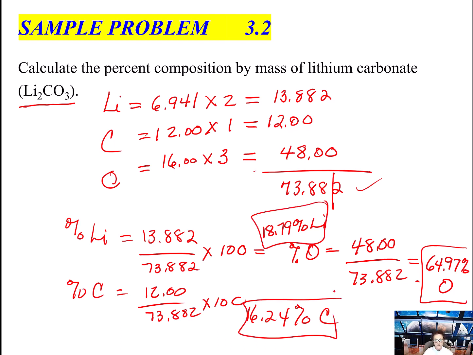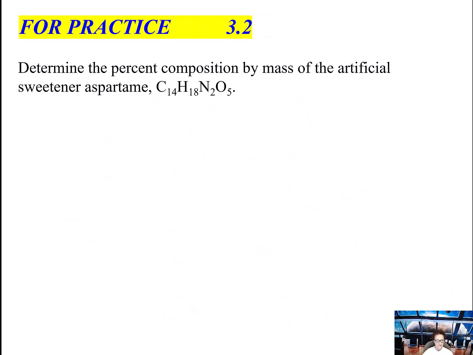So it's mostly oxygen. That's not a stretch, because you've got 3 of those, so it kind of makes sense. But sometimes it will fool you. So that's basically how you do percent composition by mass. I've got you a practice problem to do, so make sure you do that.